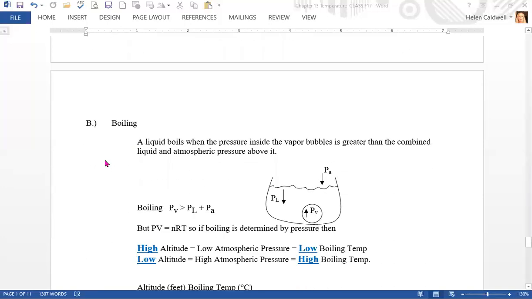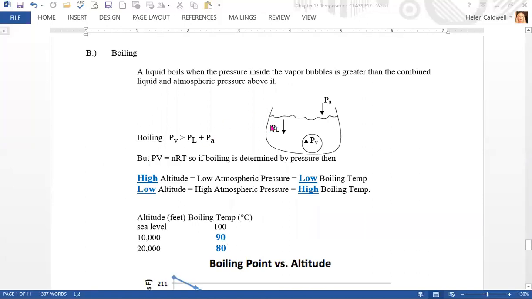So let's look at boiling. This is an exaggerated drawing of it. So here's a container. This big circle is a gas bubble at the bottom of the pot. We have our liquid. Atmospheric pressure is pushing down. The liquid is pushing down. So you've got two things pushing down on that gas bubble, the atmosphere and the liquid. As soon as the pressure inside the gas bubble is bigger than the liquid pressure plus the vapor pressure, you will have boiling. And boiling pressure and volume are related by PV equals nRT.